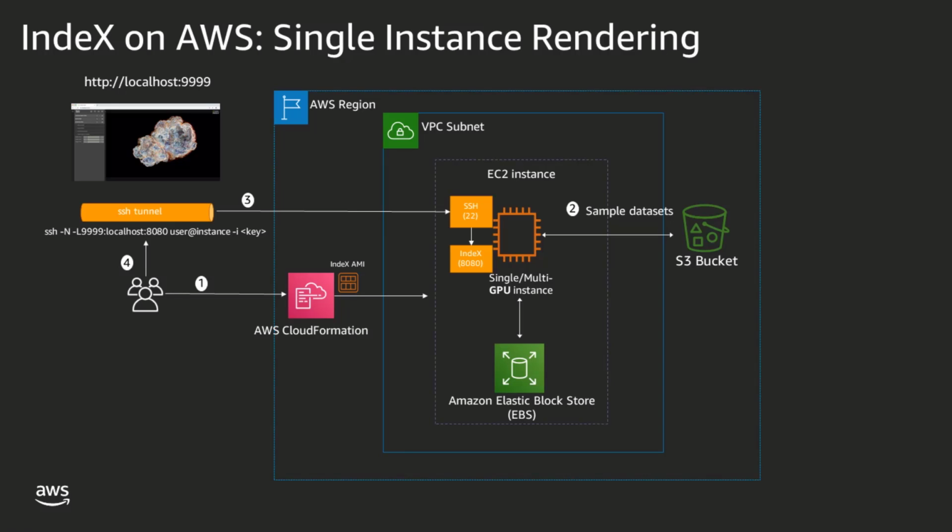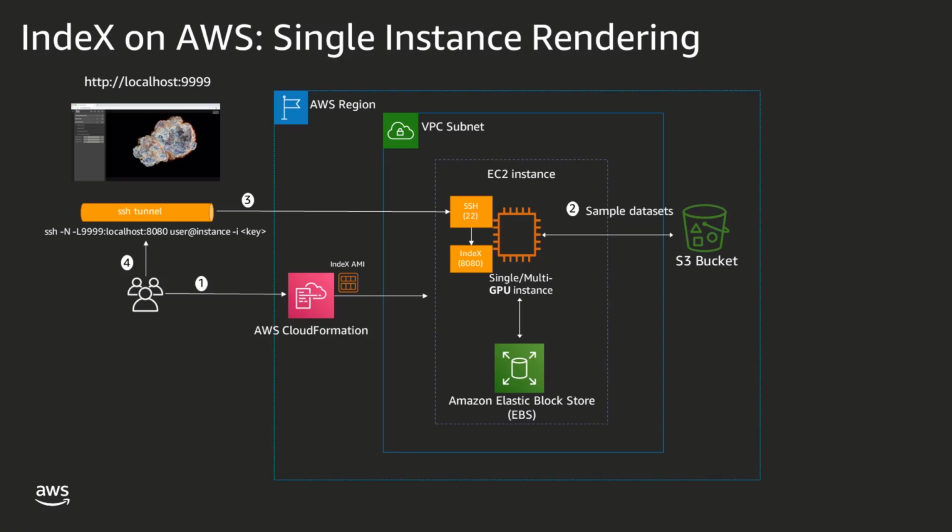The custom datasets that are required for volume rendering should be uploaded to Amazon S3, which is the object storage service. With the Index S3 plugin, you can directly render your data from S3 without copying them to local storage. Optionally, the EC2 instance can be backed by an EBS volume if needed. For example, if you want to render using visualization software like ParaView.